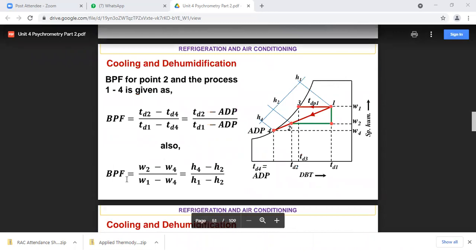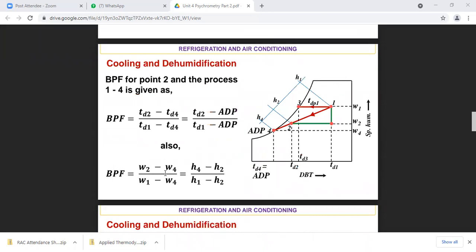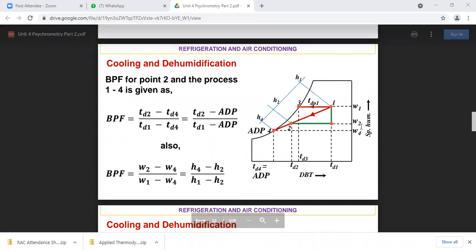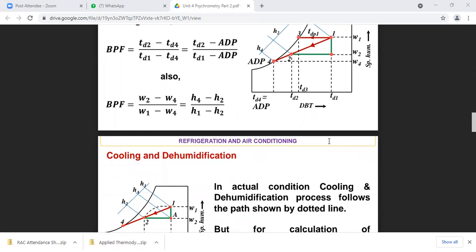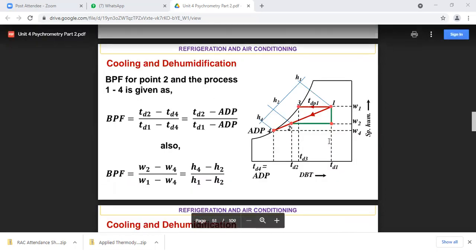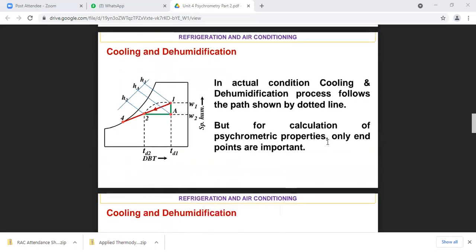Or we can write the bypass factor as W2 minus W4, the specific humidity at point 2 minus the specific humidity at point 4, upon the specific humidity at point 1 minus the specific humidity at point 4. Which is equal to, considering the enthalpies also, H4 minus H2 upon H1 minus H2. So this gives you the cooling with dehumidification.